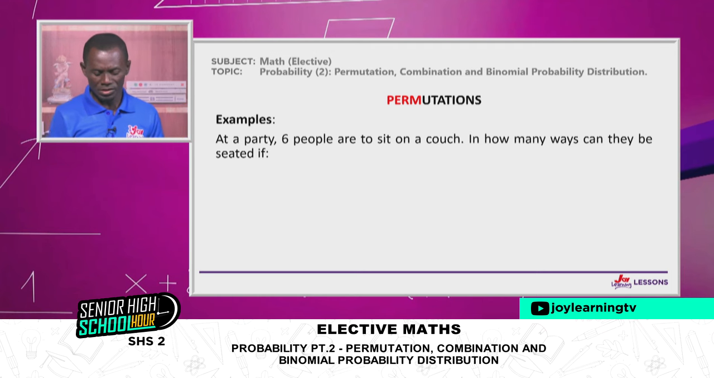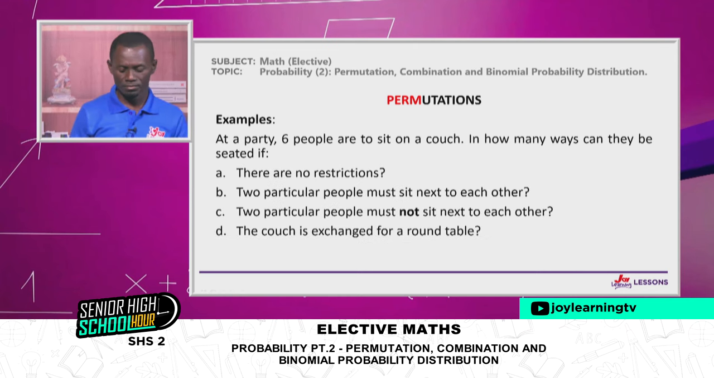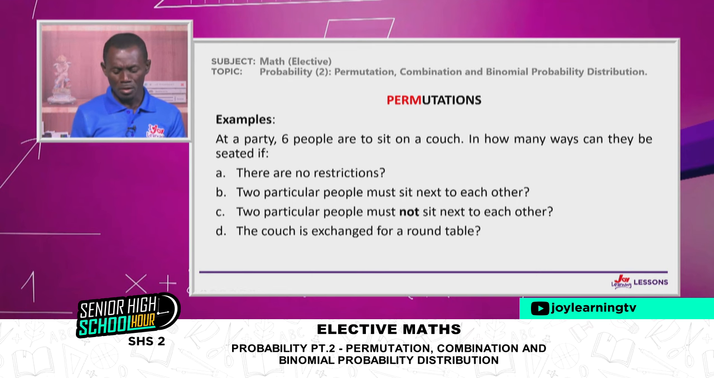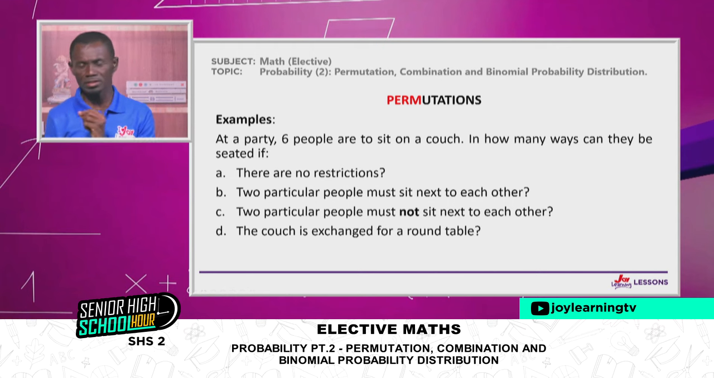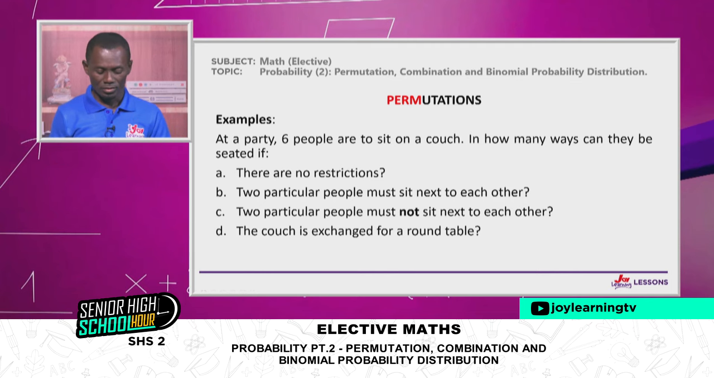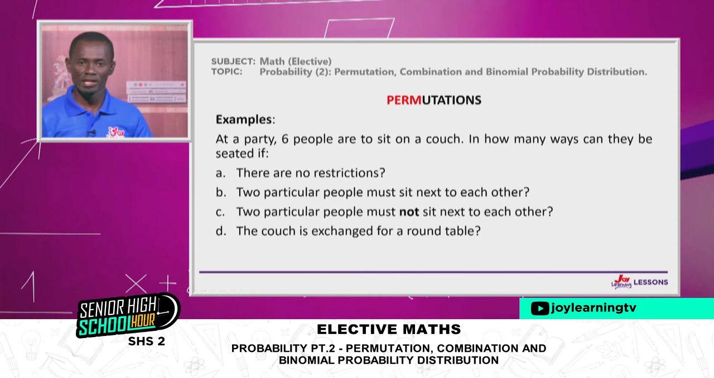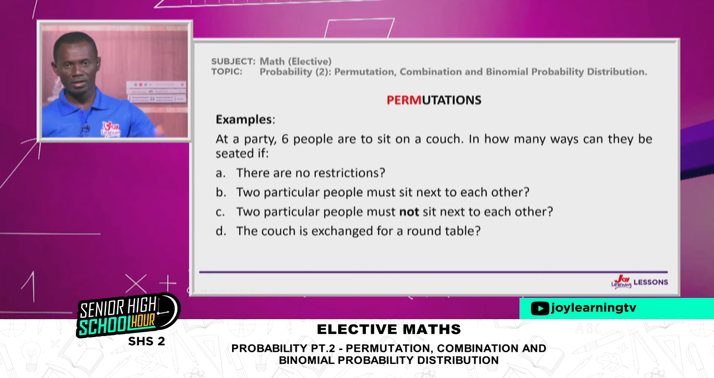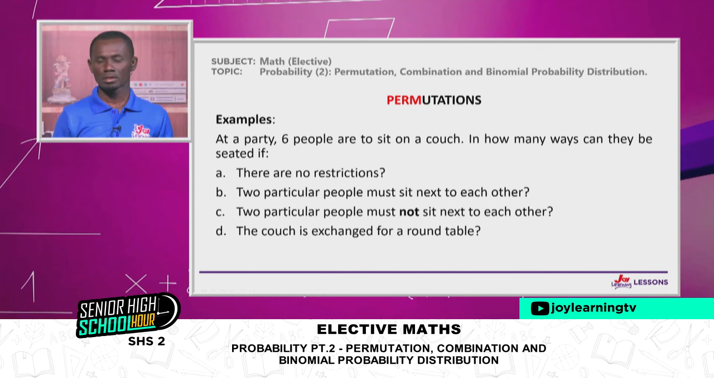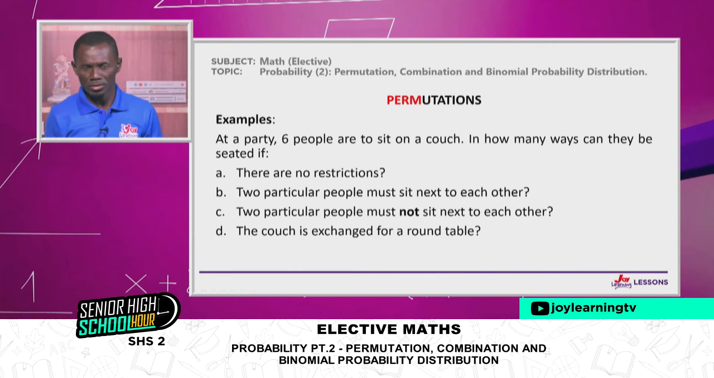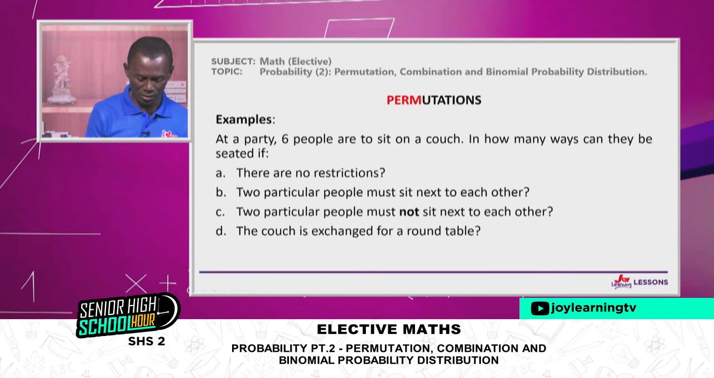Okay, so what are the conditions here? Six people sit on a couch. In how many ways can they be seated if there are no restrictions? If two particular people must sit next to each other, if two particular people must not sit next to each other, and if the couch is exchanged for a round table. So the assumption here is that the couch is a linear one, straight. It's not round. Even if it is curved, so long as it's not a full circle, in how many ways can they be seated on that couch if it's not round? Let's begin with the first scenario.